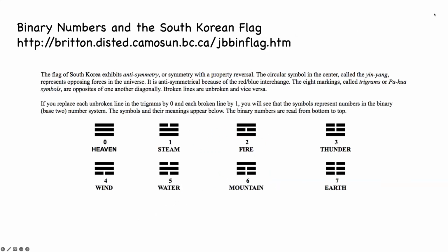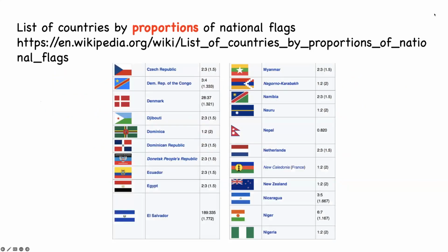111 is Earth, 000 is heaven, and so on. Amazing stuff. So this will be in the Dropbox folder for you, and you'll be able to come back and take a look at this, but this will be a great flag for you to use as well. The proportions of flags, the aspect ratio, is remarkable.